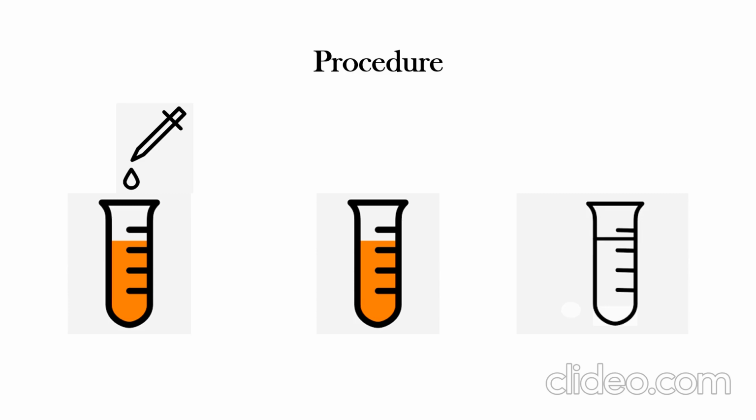And if the sample doesn't change the color of bromine water, it means that there is no unsaturation in the sample, and the sample may be an alkane. So that's all about my presentation of the bromine water test.